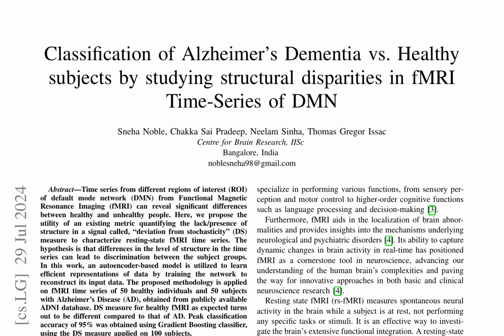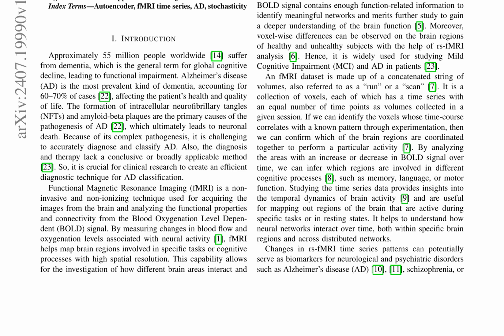The research proposes the utility of an existing metric, deviation from stochasticity, DS, measure to characterize resting state fMRI time series for Alzheimer's disease, AD, classification. The DS measure quantifies the lack or presence of structure in a signal, which can lead to discrimination between healthy and AD subjects. An autoencoder-based model is used to learn efficient representations of fMRI time series data.